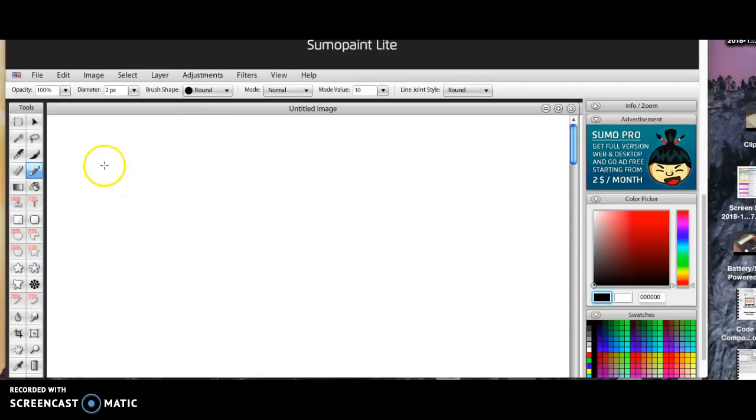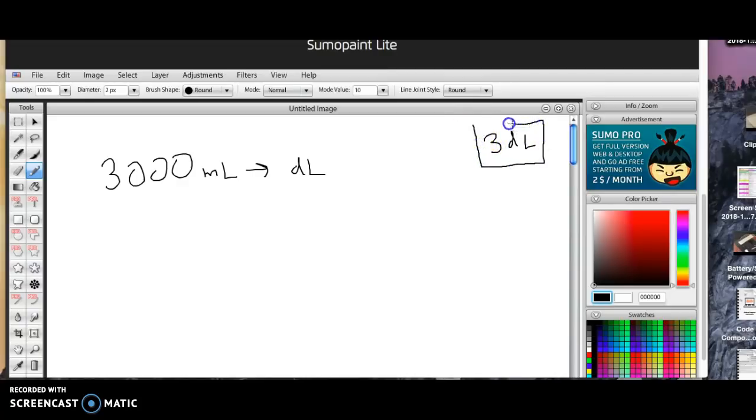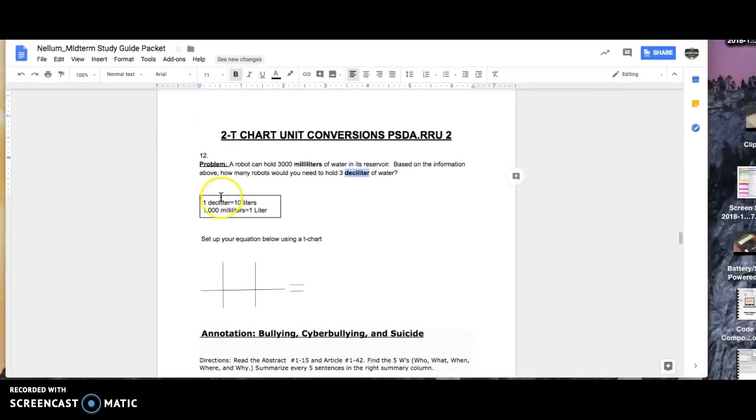So you should have postulated that you're converting from 3,000 milliliters to deciliters. Why? Because you're trying to figure out how many robots can hold 3 deciliters. And remember, this is very, very important, especially when we get to the end of the problem. Okay? So we have to convert from milliliters to deciliters. So that means that we need to know what are the conversion factors to get from milliliters to deciliters.